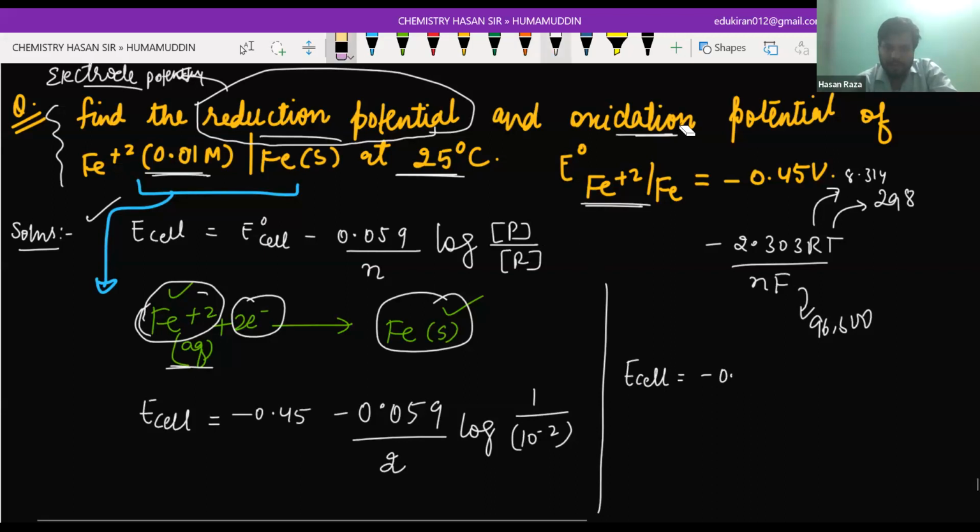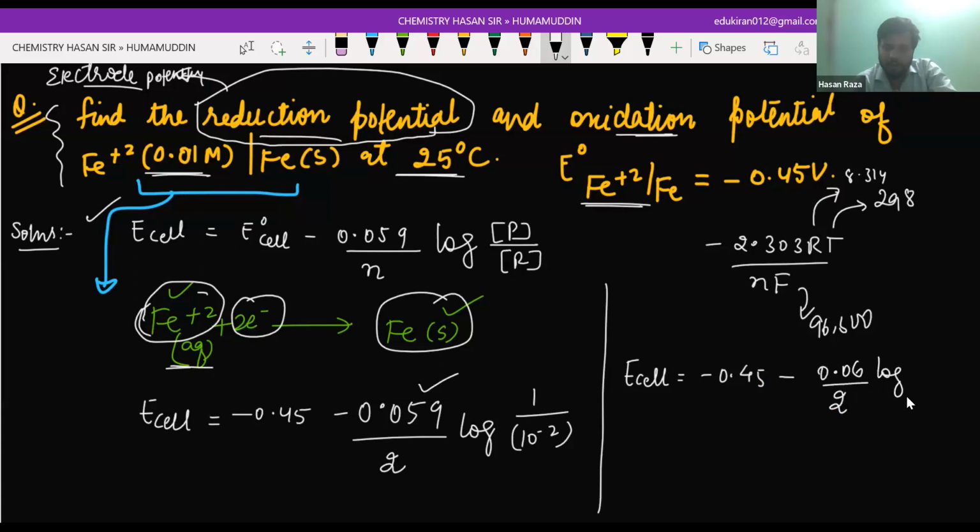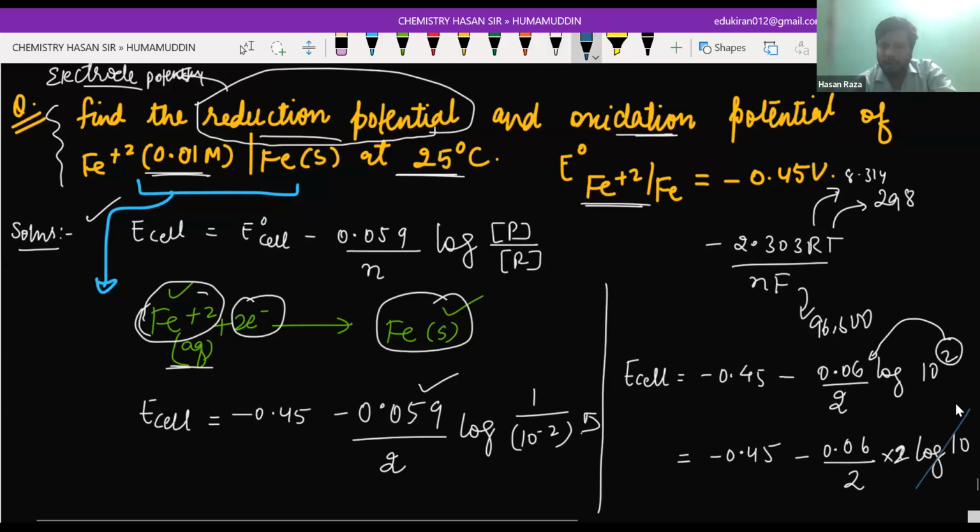So E cell is equal to 0.45 minus, I'm going to round it off, 0.06, right? And in the denominator it is 2 log of, when it moves upward, 10 raised to the power 2. Now it will be 0.45 minus 0.06 upon 2. By the formula of power of the log, the 2 comes here, 2 into log 10. I think you know that the value of log 10 is 1, and this 2 will cancel.